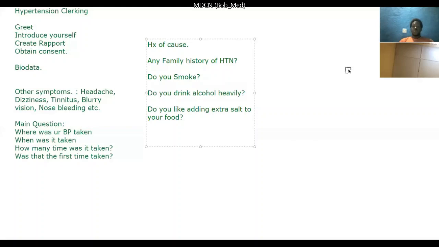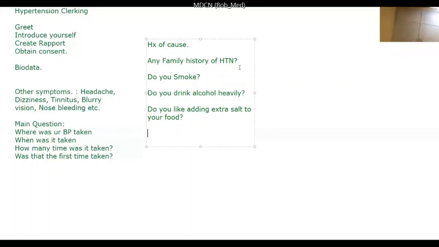So how do you want to rule that out? You don't want to ask, are you obese? No. Some patients don't even know what obesity is. So you want to ask them things like, when last did they check their weight, if they actually do. Or you want to be polite with them: do you notice you've been gaining weight, or has anybody told you that you've been adding weight recently?